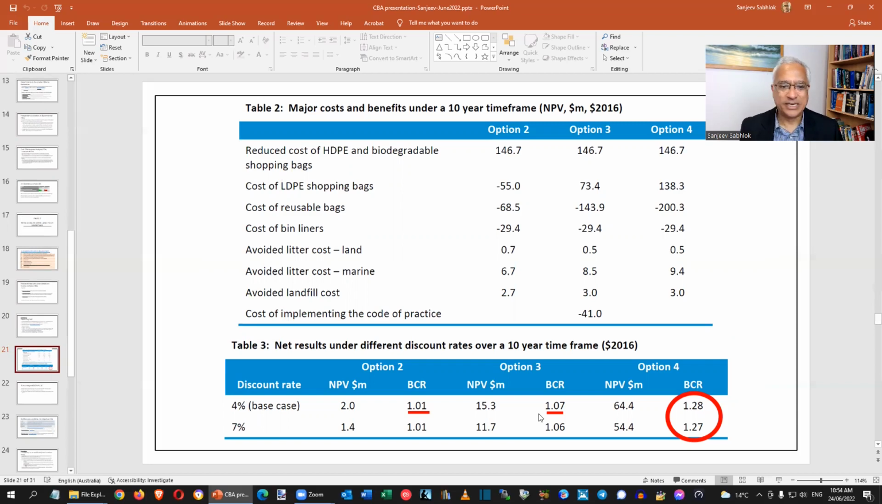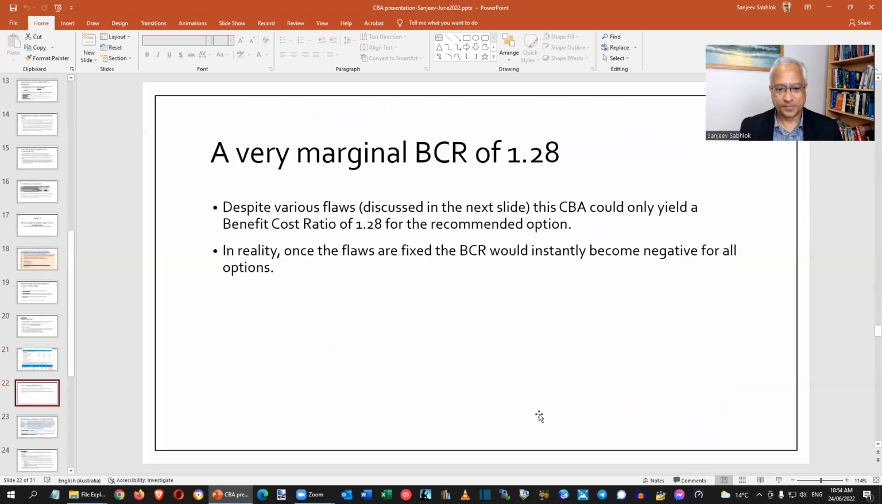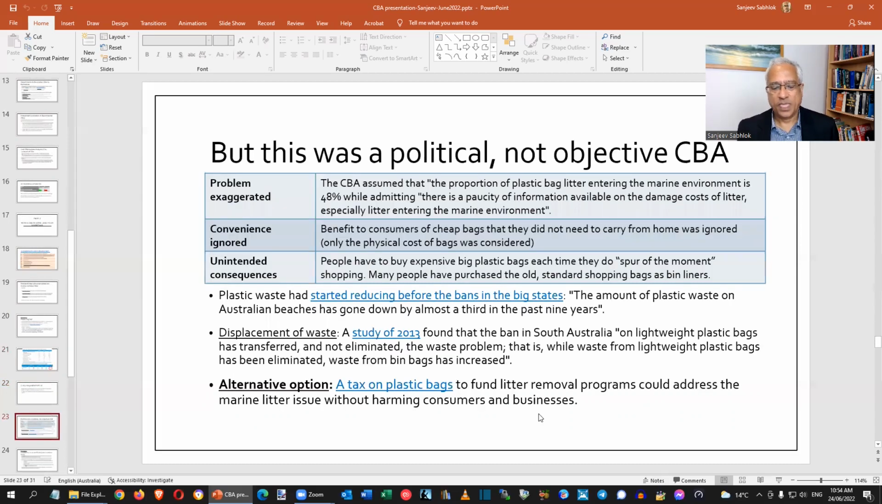So it's basically a political document meant to sell us the idea that we should ban plastic bags. In reality, and I'll come to that in a second: first of all, the BCR is very low. That's not good enough. Second, the moment we fix the flaws in the CBA, the BCR will go negative, and I'll show you in a second. What the CBA has done is grossly exaggerate the problem.